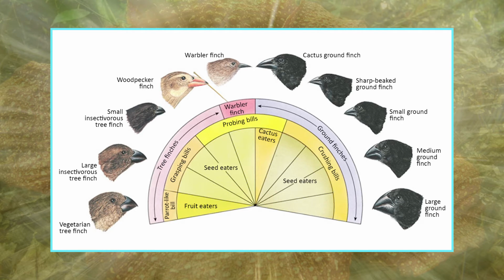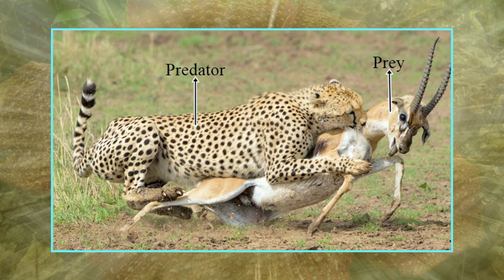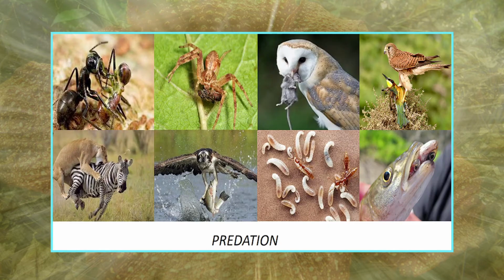Predation, herbivory, and parasitism, represented as negative-positive, are the biological associations in which one species benefits while the other is harmed. An organism which feeds on another organism for its food is called a predator, while the organism that is fed upon is termed a prey. This interaction between the prey and predator is known as predation.